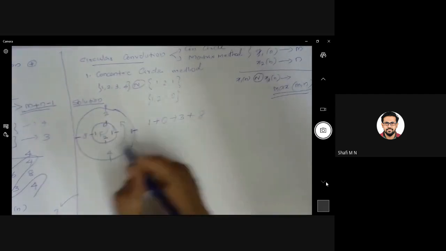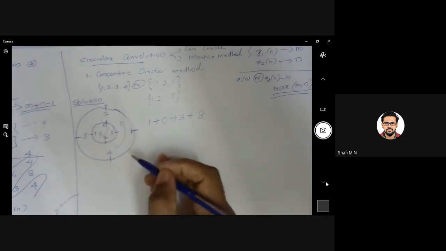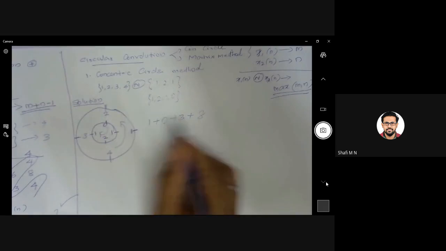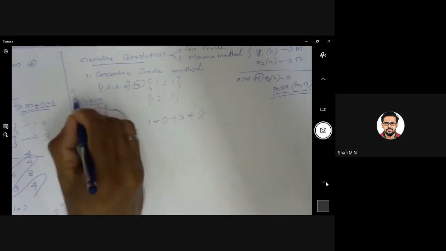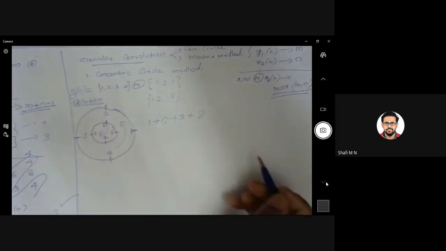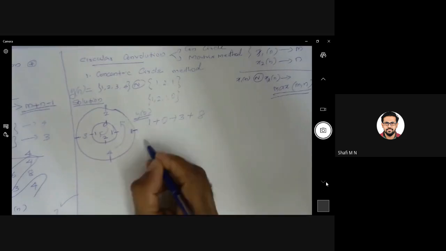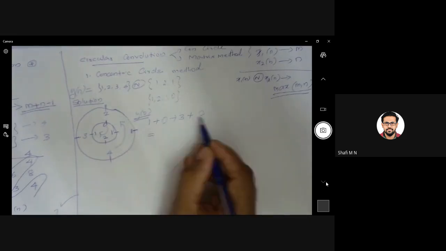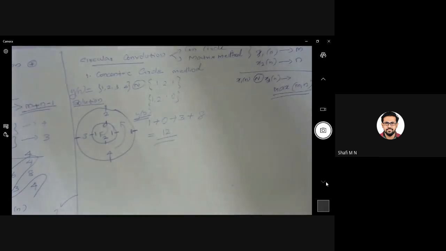Got it? So multiply corresponding terms in the same position or aligned positions, then add all those. That will be the first element. Let me call the answer y of n. So this will be y of 0. This is how you can calculate y of 0. So y of 0 is equal to 8 plus 3, 11 plus 1, 12. The first element is 12. Now let's find y of 1.